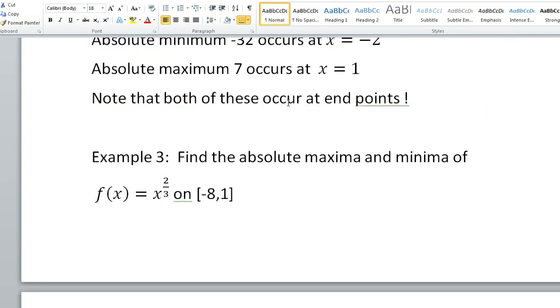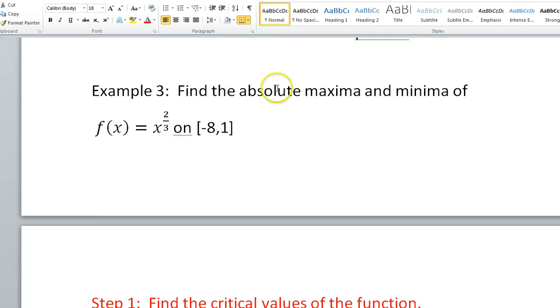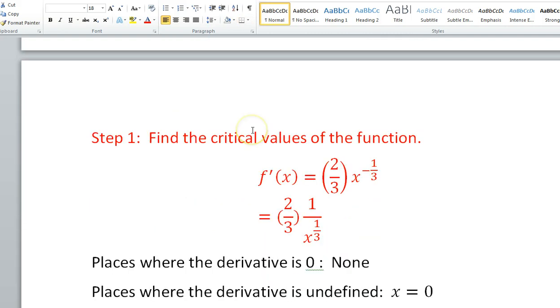Alright, let's take a third example. We want to find the absolute maximum and the minimum of x to the 2/3 on -8 to 1. So step 1 is to find the critical values of the function. So take the derivative, and I get this.